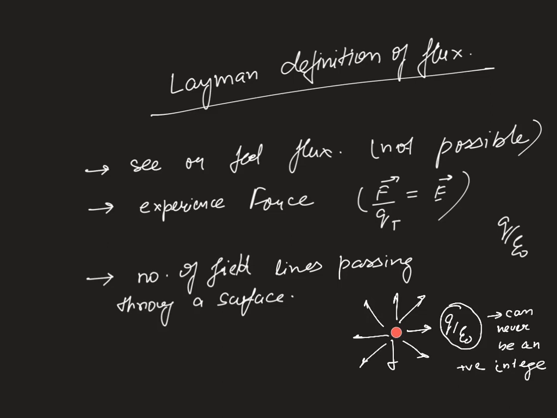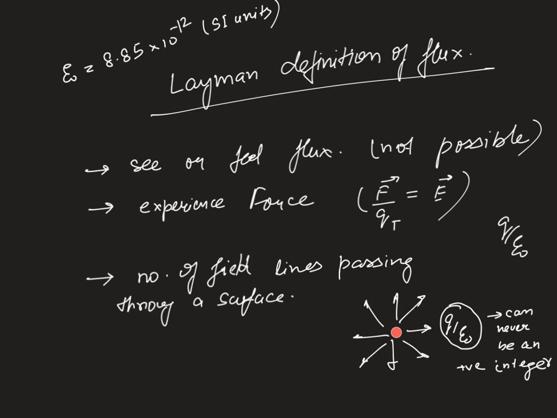Why can it never be a positive integer? Because epsilon naught, you know the value of epsilon naught, right? The epsilon naught is 8.85 into 10 to the power minus 12 in SI units. Now, I'm not going to discuss units now, but we know that this is the flux.